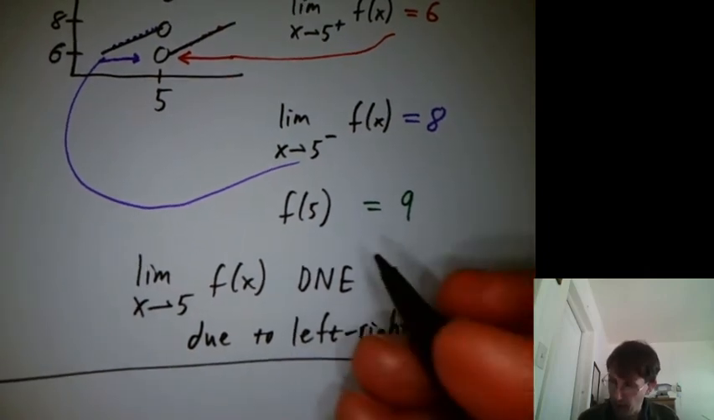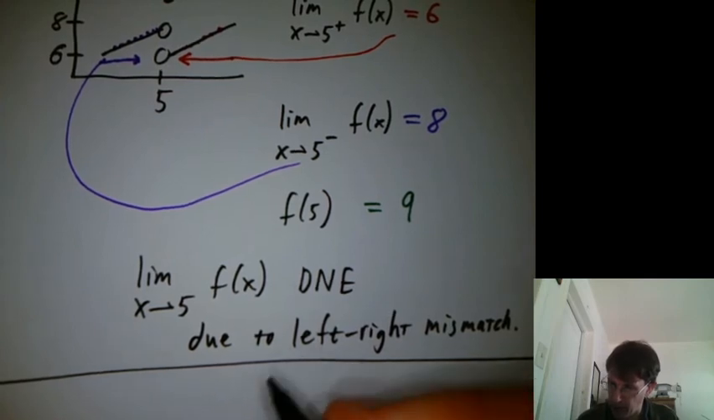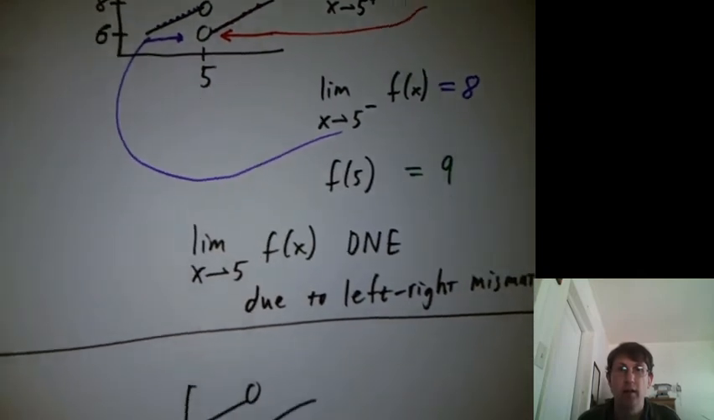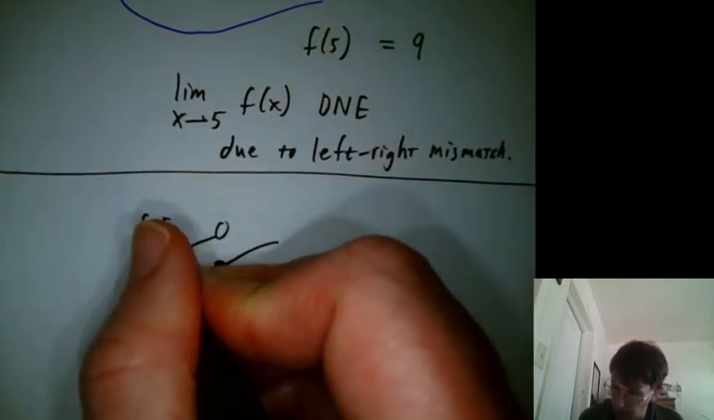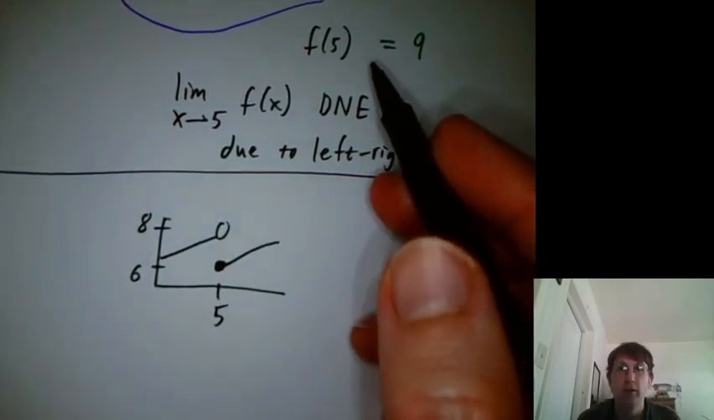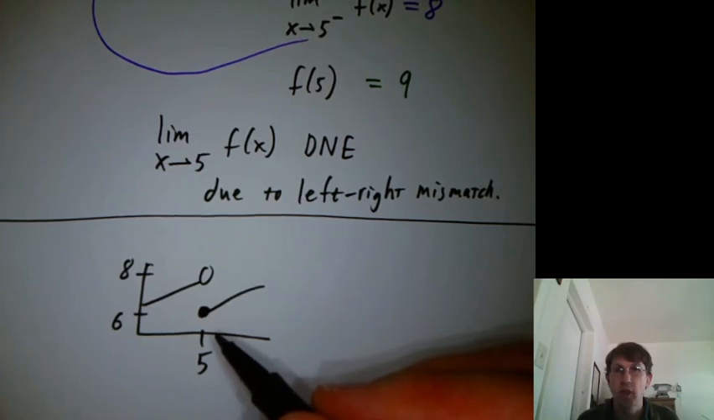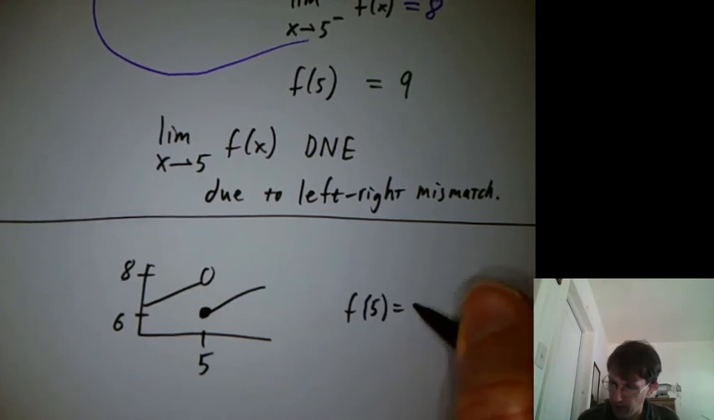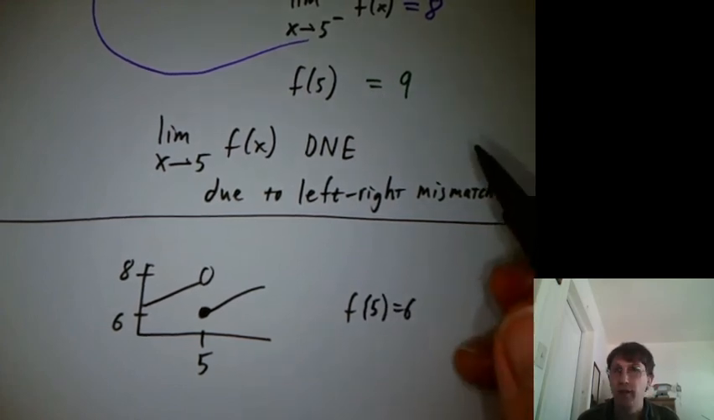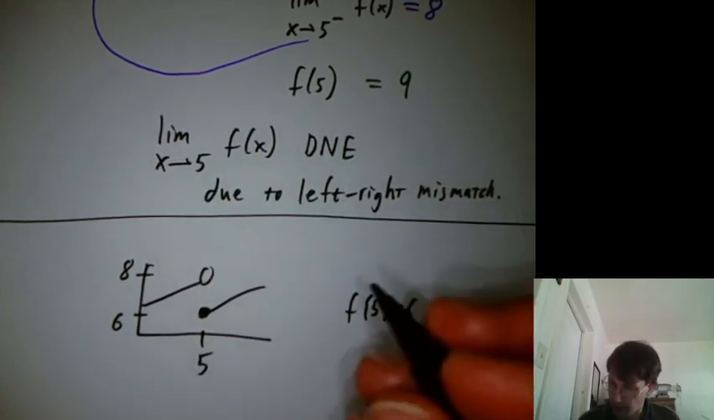What if instead of that graph I had something like this? Same idea as before, where this was still 6 and this was 8. So f of 5 is now not 9 anymore, it's 6. How does that change things? It changes this. Now f of 5 is 6, but it doesn't change the left side or right side limits, and the two-sided limit still does not exist.